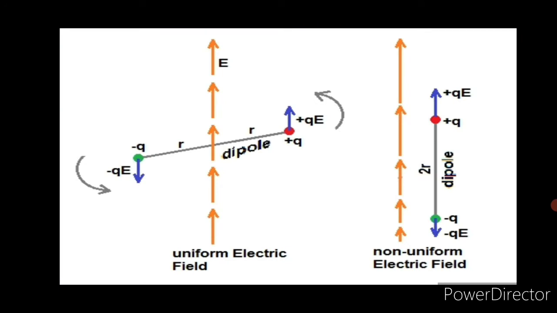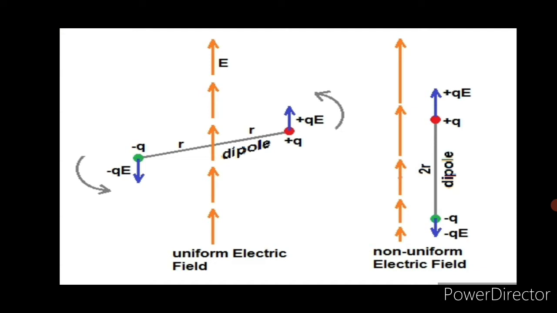Now this is about the dipole. If the dipole is in a uniform electric field, look at the first figure on the screen. It is a dipole with minus q and plus q separated by a distance of 2r.